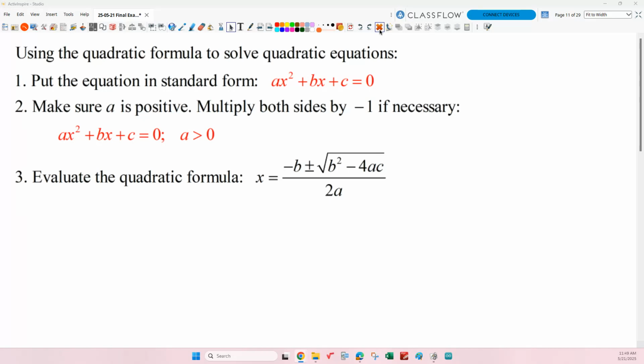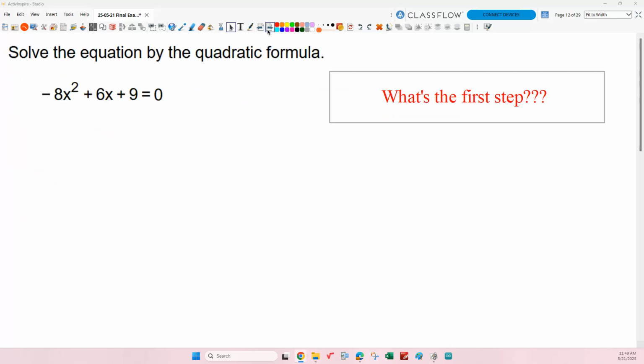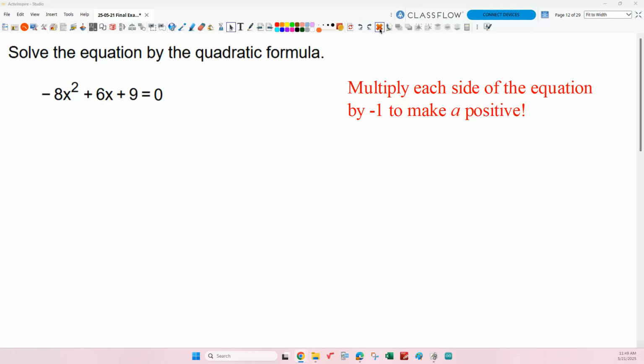Let's see. Yeah, let's do this one and then we can call it a day. So what's our first step? Multiply by -1 to get a positive a value. So if I multiply by -1, what's my equation going to look like? Yep, 8x squared minus 6x minus 9 equals 0. Okay, so if I plug it in to the equation, what's it going to look like?